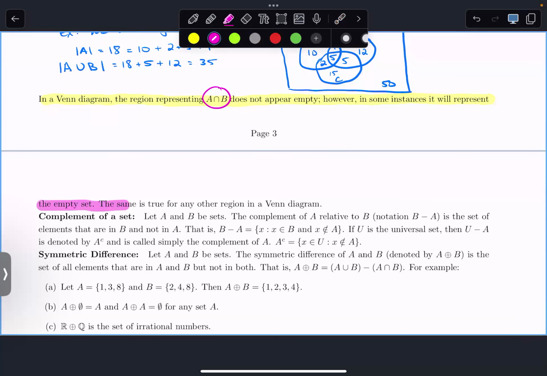I'll highlight this because it's a continuation of this. An area might not look empty, but remember it's just a visualization, so it's allowed to be empty and that's okay.